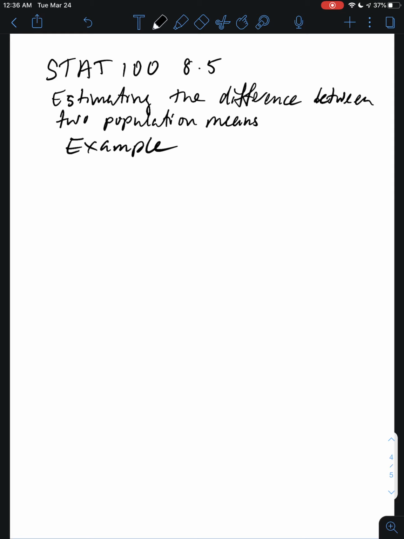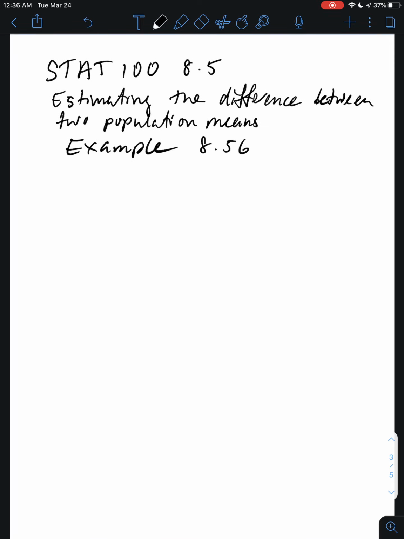A nice example I found in the textbook is 8.56, hotel costs. So there's some data that's been gathered for the hotel costs example, and I believe this is data that we have looked at before. So we have three different hotels: Marriott, Westin, and DoubleTree hotel chains, that is.